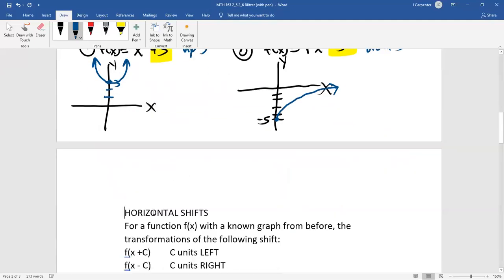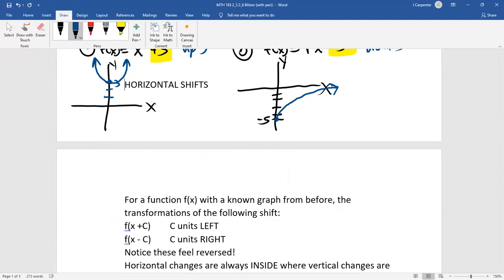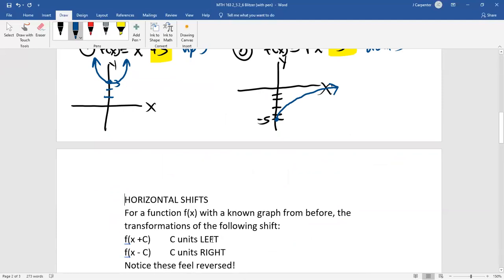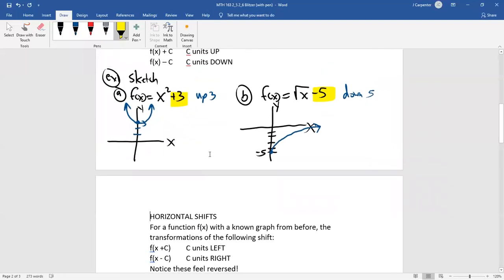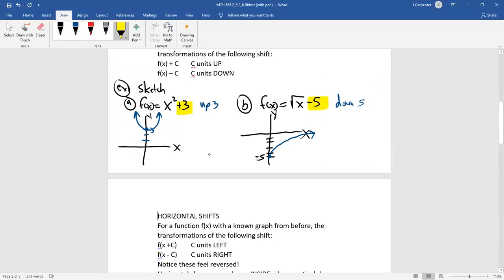All right. Horizontal shifts. So for a function with a known graph from before, so we know it's going to look like the x squared or the absolute value or the square root, whatever, the transformations of the following shift it left or right instead. Now, notice, let me pull back for a second. I hope you can still read everything. Compare where the plus and minus c are here versus where the plus and minus c are here.